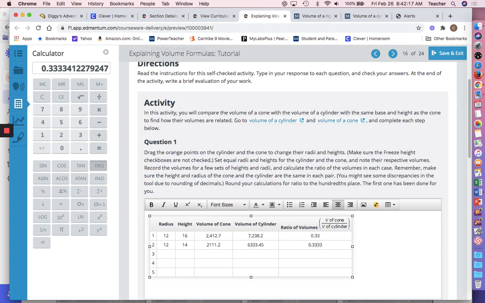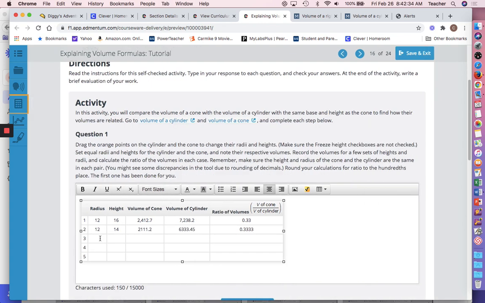So if you've already watched that video of the popcorn kernels, you know it takes 3 of these cones to make one cylinder. That's why they're 33% on each one, or 33.3% on each one. All right, we'll just do one more and make sure you understand. But watch that video, okay?